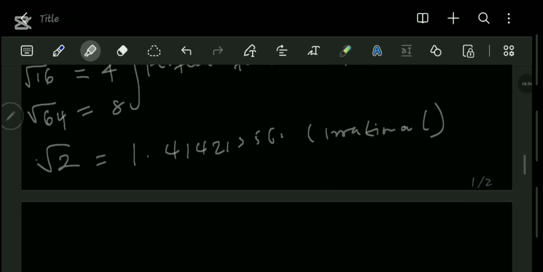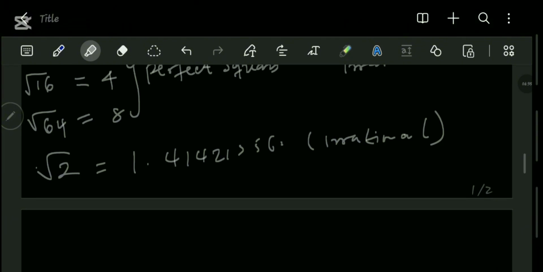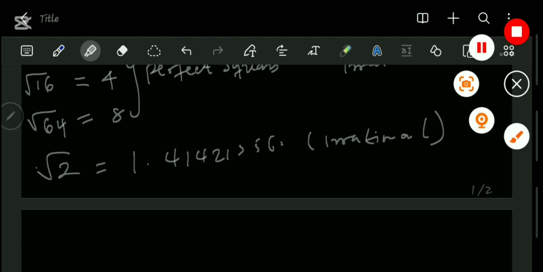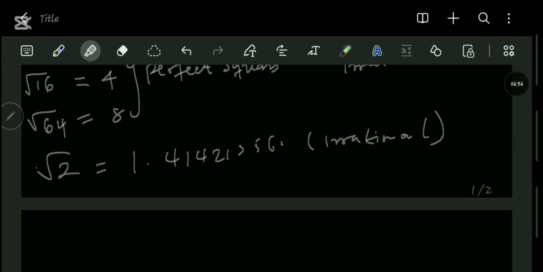Right? If you punch surd 3, because it's not a perfect square, you have 1.732. You see, we have lots of decimal numbers behind the point. So when we are dealing with surd, we are dealing with the square root of a number that is not a perfect square. I believe you understand the concept.